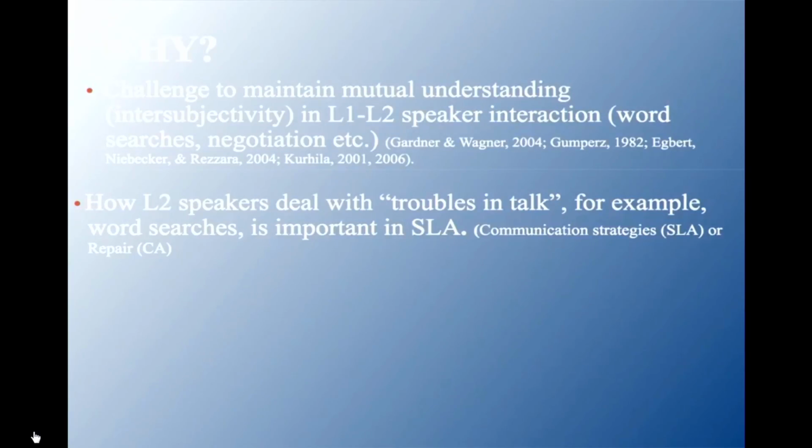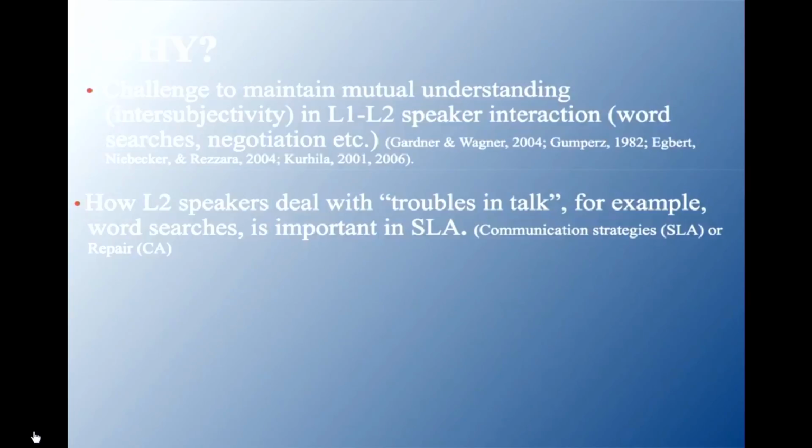The challenges of maintaining mutual understanding, or what is often called intersubjectivity, in interactions between L1 and L2 speakers are considerable. It's common, for example, for mutual understanding to be compromised and communication to be disrupted by things like lengthy negotiations and word searches. And this is why analyzing word searches and communication strategies is critically important to understanding how native speakers and non-native speakers jointly address trouble and restore mutual understanding.